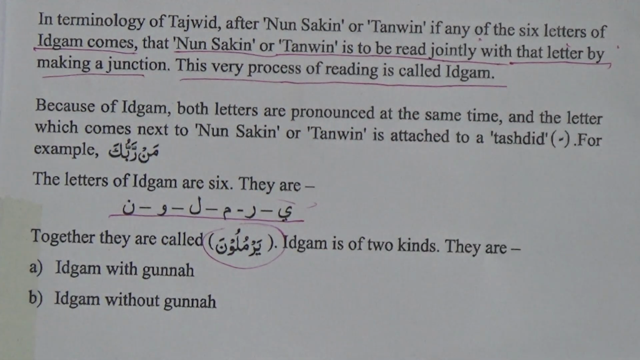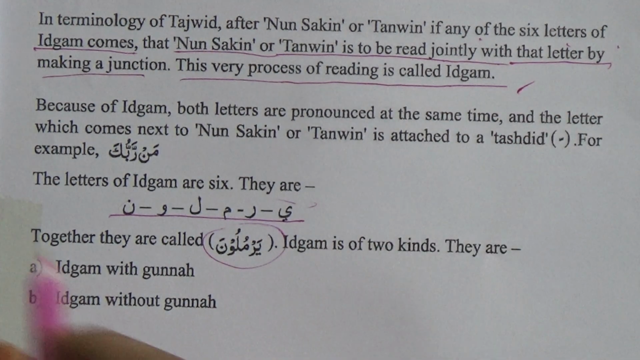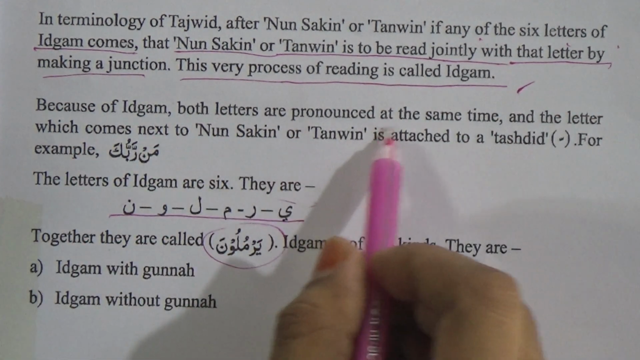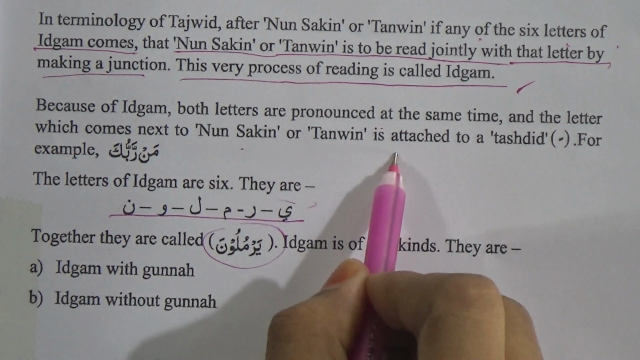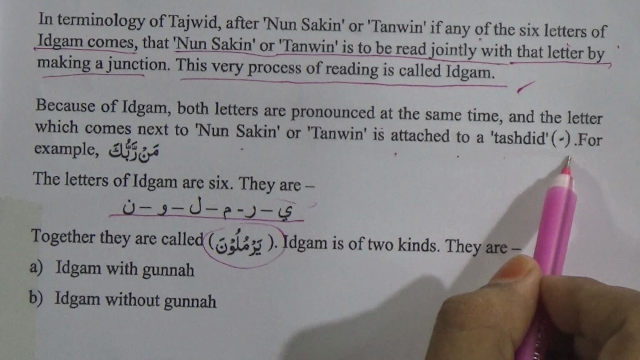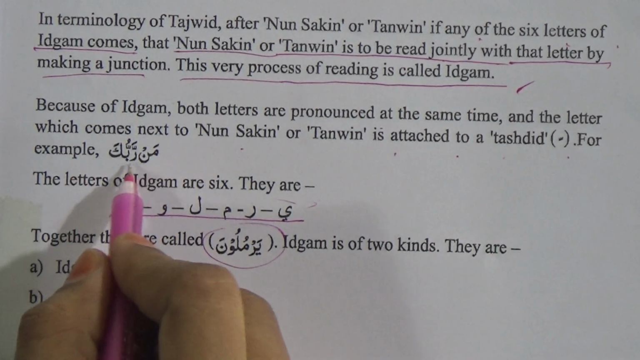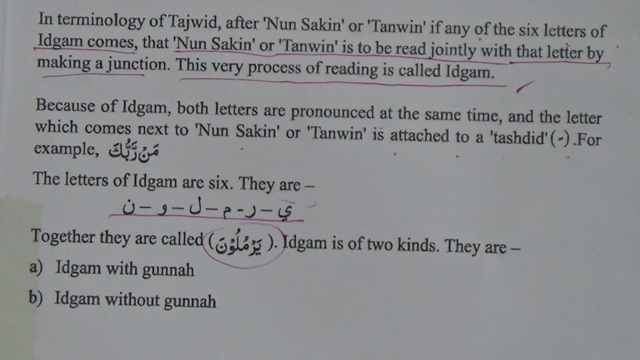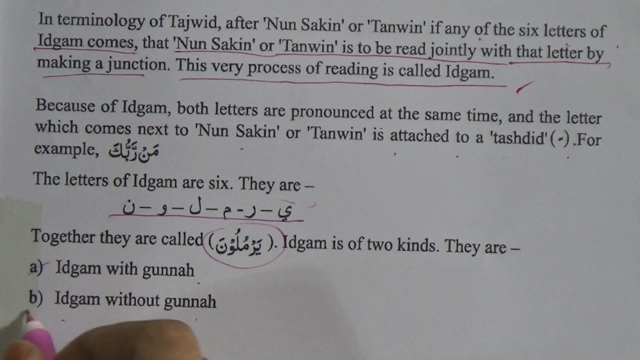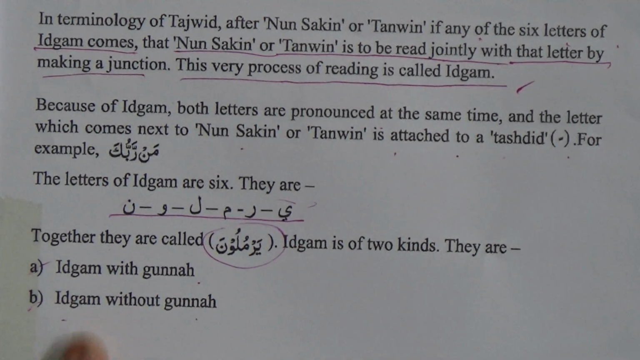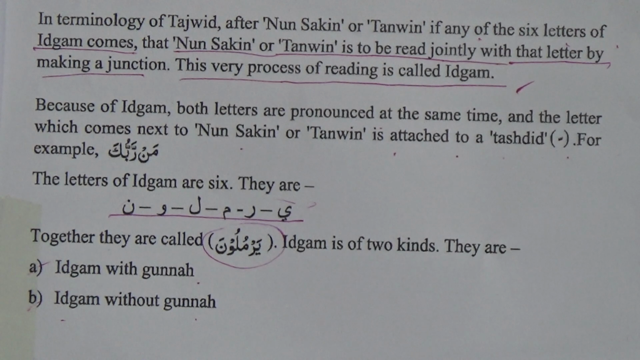So what is Idgham? You have got it here. Understand? Because of Idgham, both letters are pronounced at the same time, and the letter which comes next to Noon Sakin or Tanween takes a tashdid. For example, Marrabbuka. So you have got what Idgham is. Here are 2 kinds of Idgham, dear students: Idgham with Gunna and Idgham without Gunna. How many kinds of Idgham are here? 2 kinds.